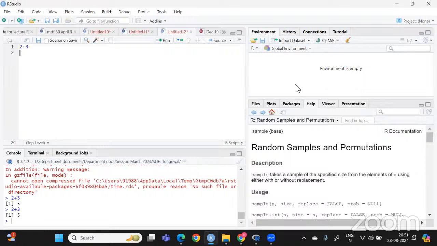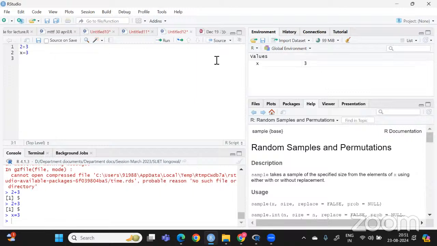Here this is called the Environment tab, in which whatever variable names we use and whatever values we assign to them will be stored. We can see the environment is empty now. Let us suppose I store the value of x as 3. I executed it using Control plus Enter. You can see that it now stored x with the value 3 in its environment.